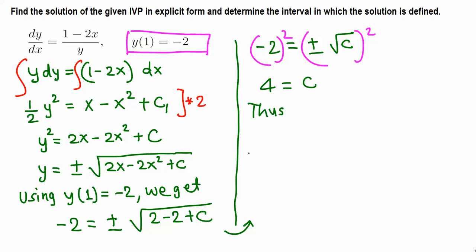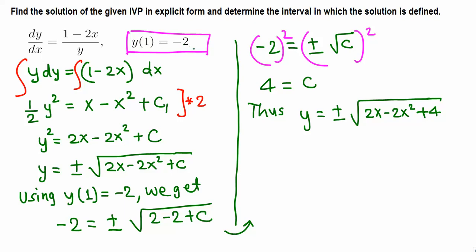Thus the solution here, y equals plus or minus, we'll determine which sign is correct in a moment, square root of 2x minus 2x squared plus c. c is 4, plus 4. Okay, this is not the final answer, by the way, because we need to determine which sign works. For that, we use the initial condition again.